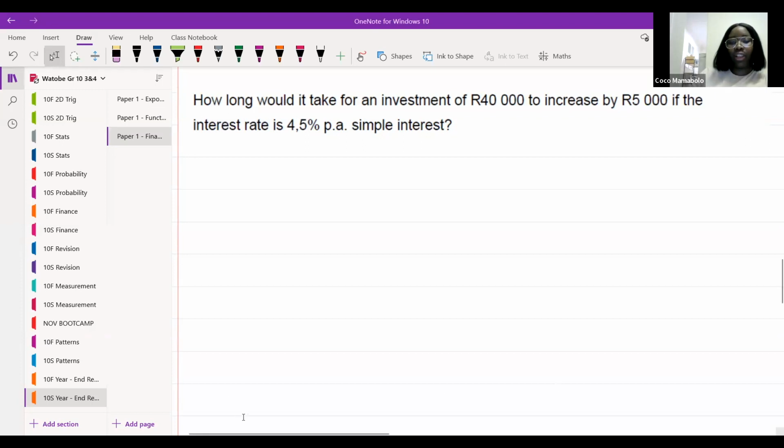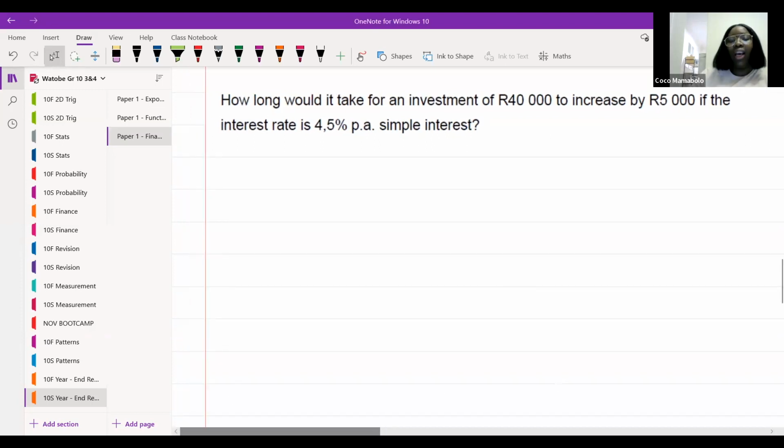Okay, let's have a look at the answer to this question here. It says, how long would it take? As soon as we hear how long, we know that we're calculating for N. How long would it take for an investment of 40,000 Rand to increase by 5,000 if the interest rate is 4.5% per annum simple interest?